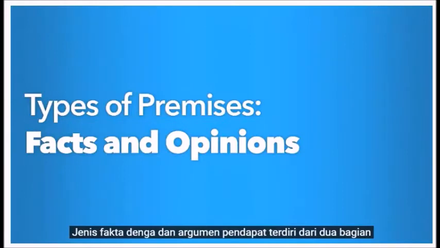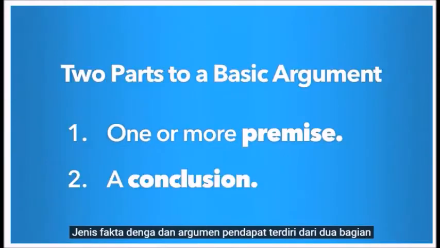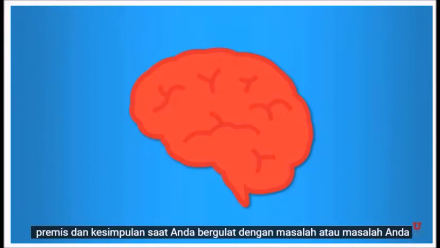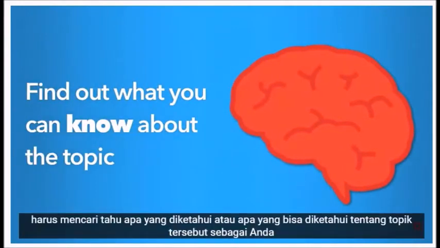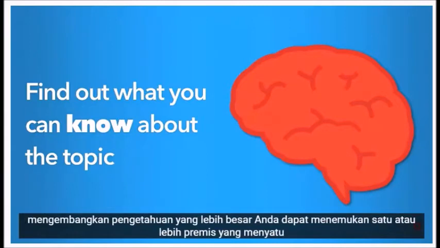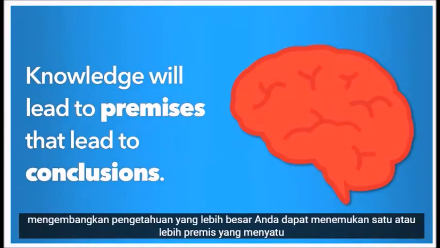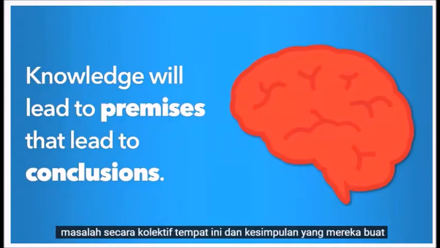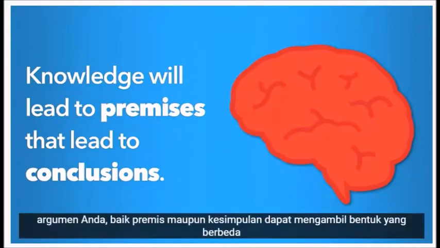Types of premises, facts, and opinions. Arguments consist of two parts, premises and conclusions. When you are grappling with a problem or issue, you must figure out what is known or what can be known about the topic. As you develop greater knowledge, you can find one or more premises that come together to lead to a particular conclusion, a solution to a problem, or a position on an issue. Collectively, these premises and the conclusions they lead to make up your argument.